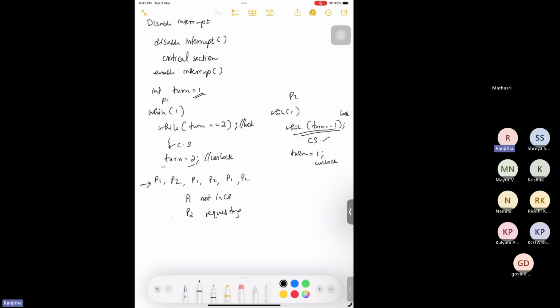Now another solution is to use two variables instead of a single variable, as there was in this case. So instead, we use two variables, like turn equal to inside.